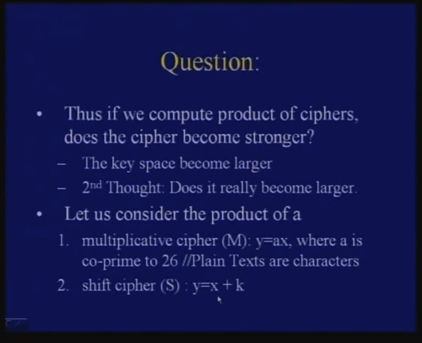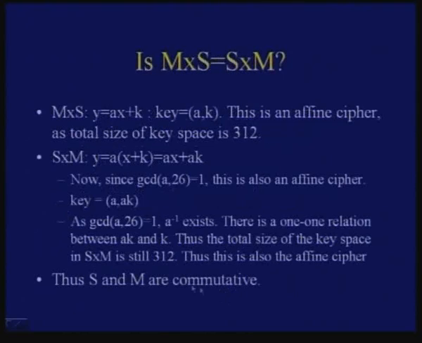Now consider that you have an M and an S, and you just compose this, M cross S, and you obtain y equals ax plus k. You first do the multiplication, so you do ax, and then you do s, so you add k to ax. So what is the key in this case? The key is the tuple (a, k), and this is an example of an affine cipher.